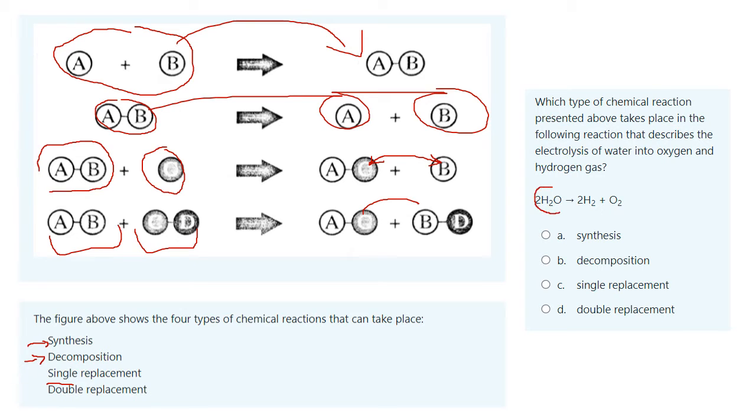In this, we start with one thing and we make 2 things. We're looking at the second one. We're looking where one thing is joined together and it's broken down into 2 separate things. The answer is decomposition. The answer is B.